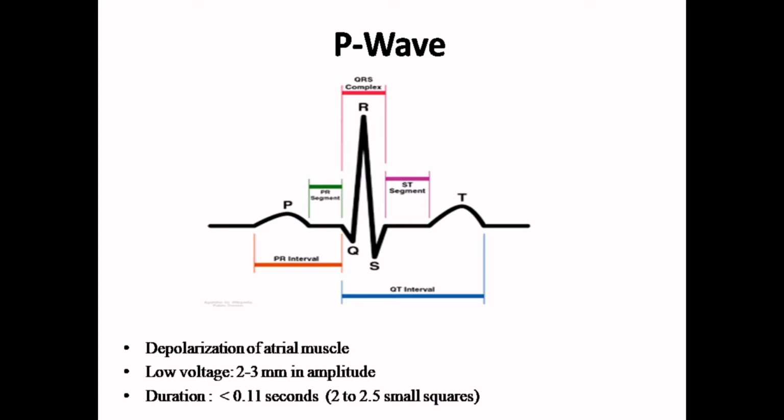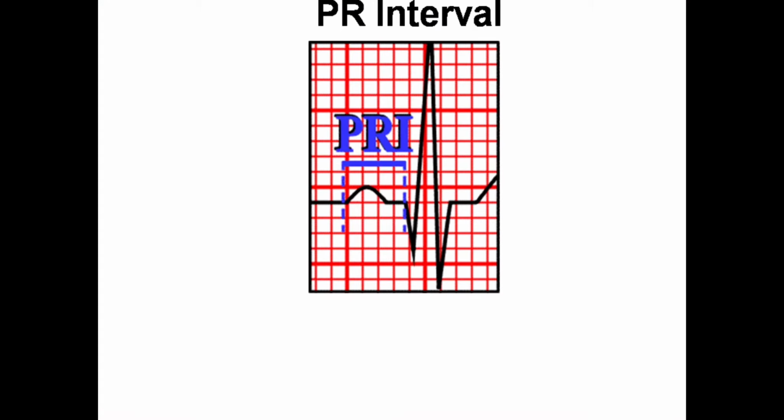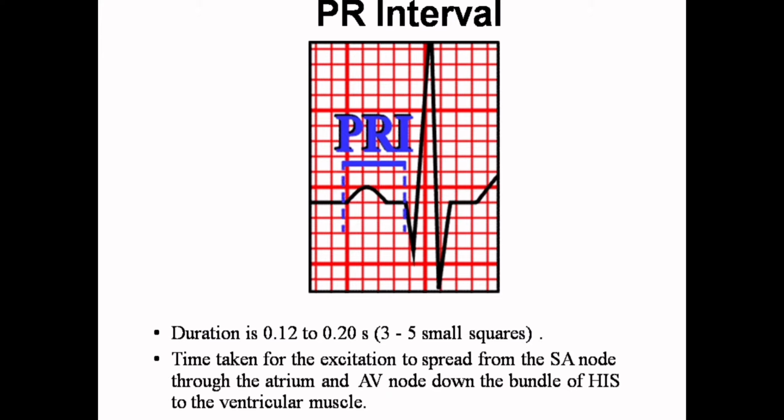So next we'll move on to the PR interval. So PR interval starts from the beginning of P wave till the beginning of the QRS complex. The duration is represented as PR interval. The duration is 0.12 to 0.2 seconds, that is 3 to 5 small squares. So time taken for the excitation to spread from the SA node through the atrium and AV node down the bundle of His to the ventricular muscles is represented by the PR interval.